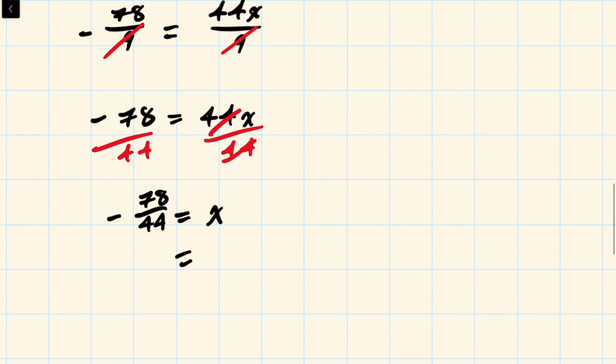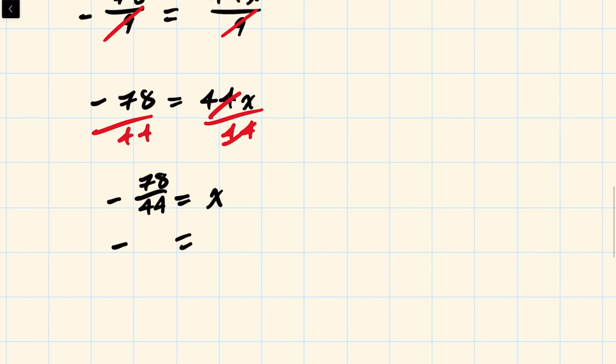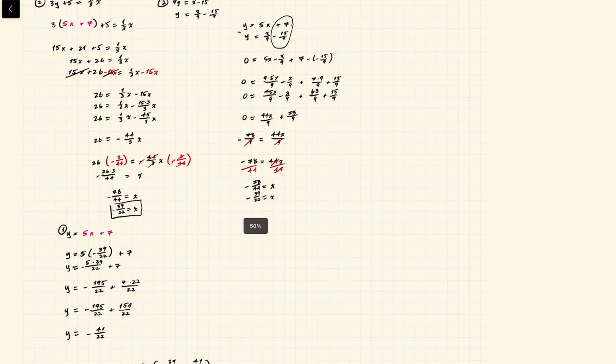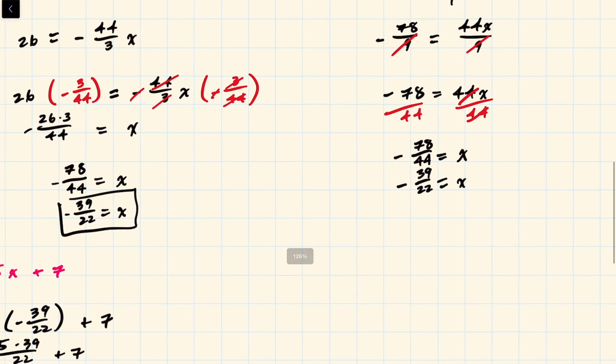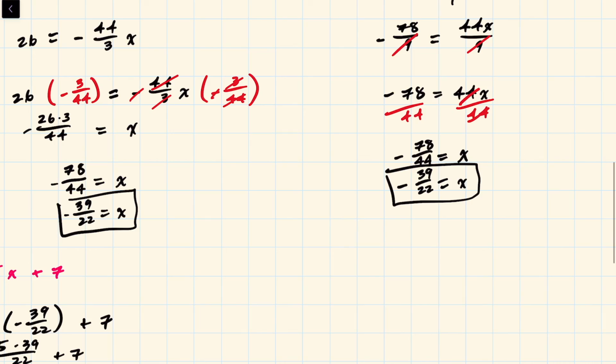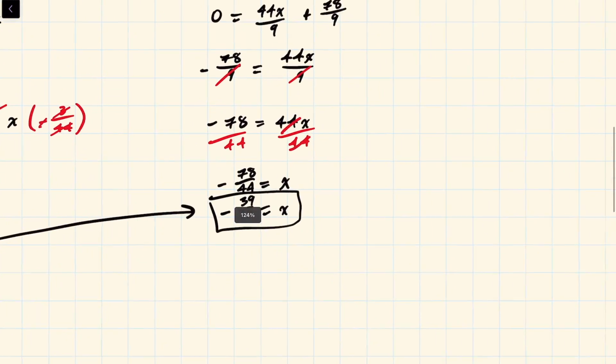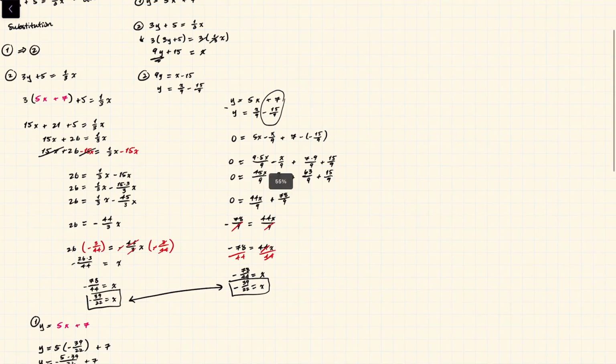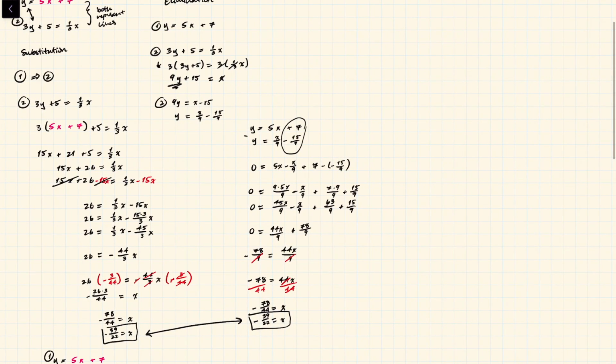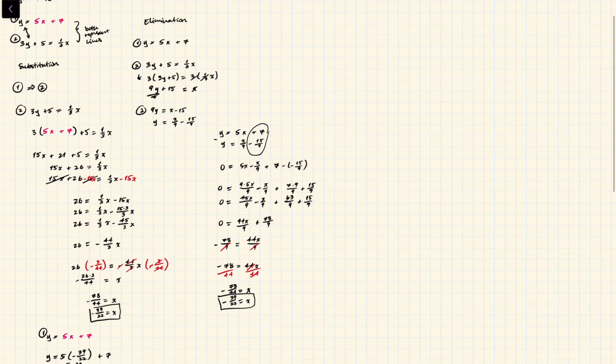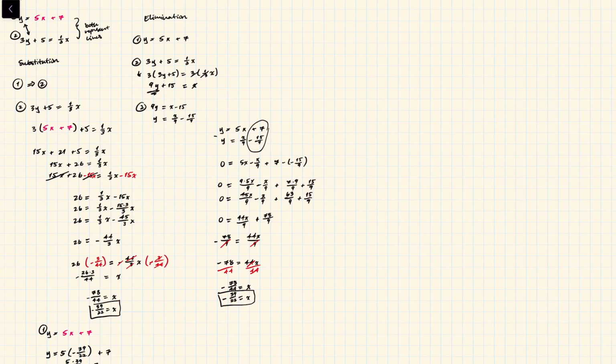And that simplifies to 39 over 22. And look at that. It is the same answer we got in the previous method. So yeah, that's pretty cool. It's just another way of doing it. In this case, it's about the same amount of work, but sometimes one will be noticeably easier to do than the other.